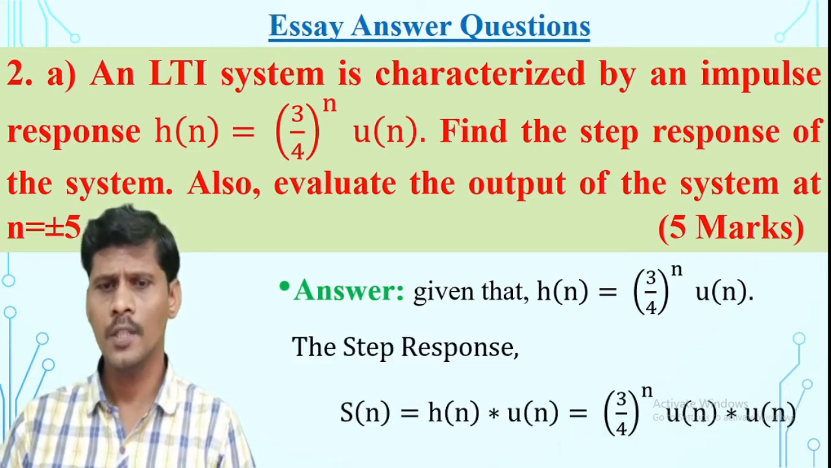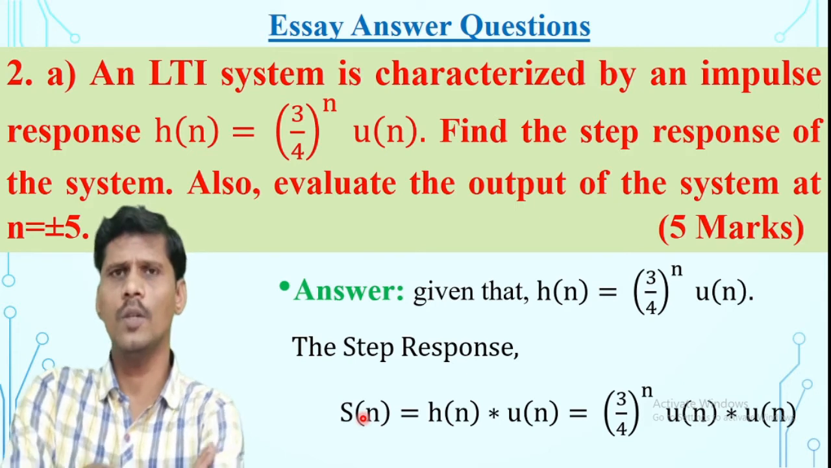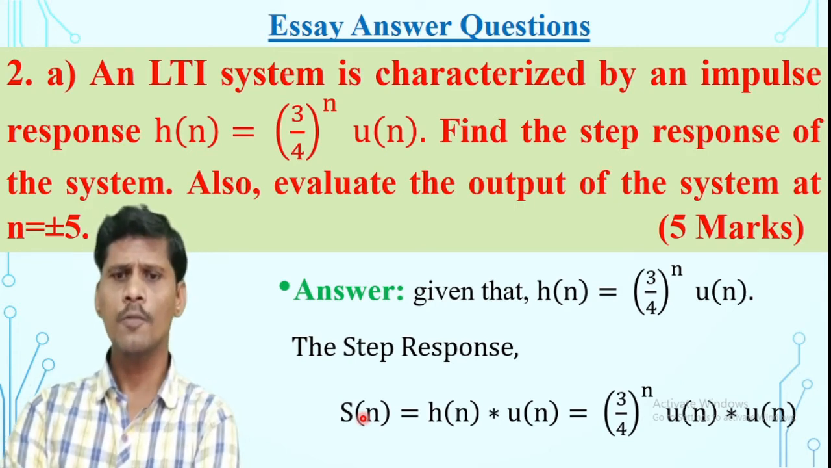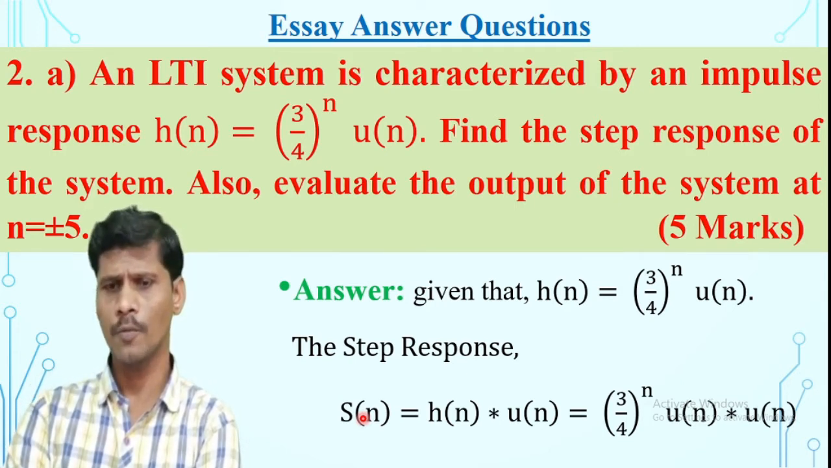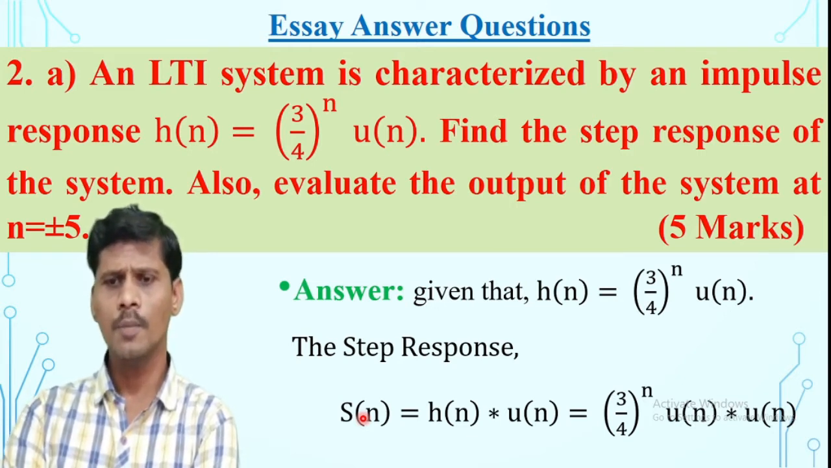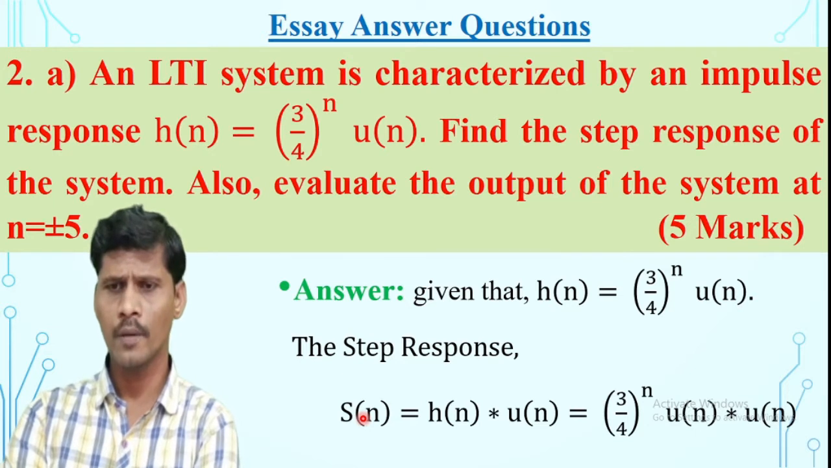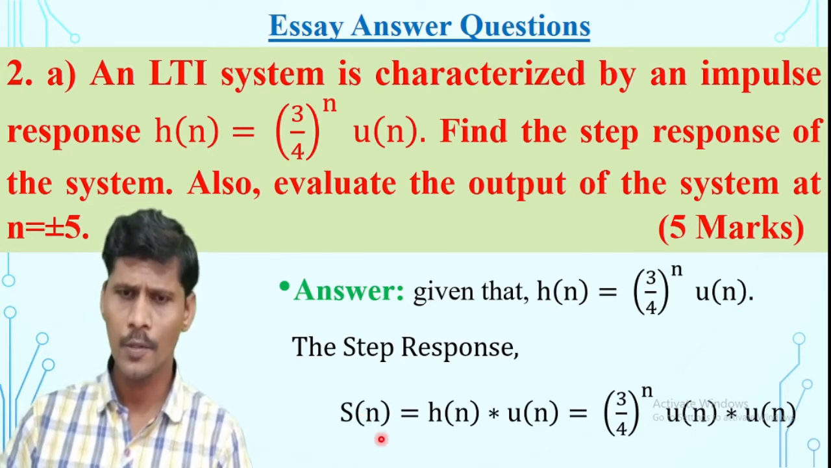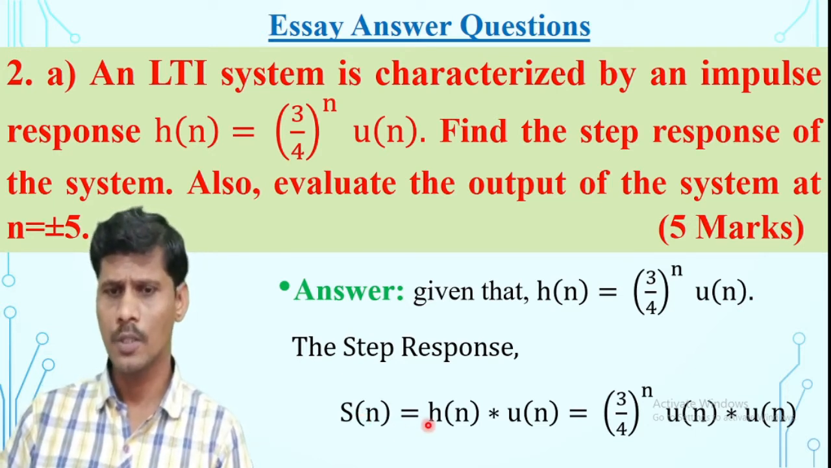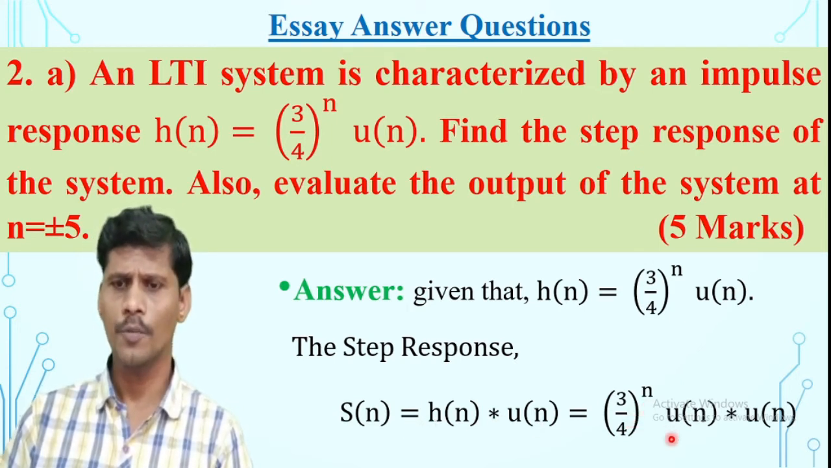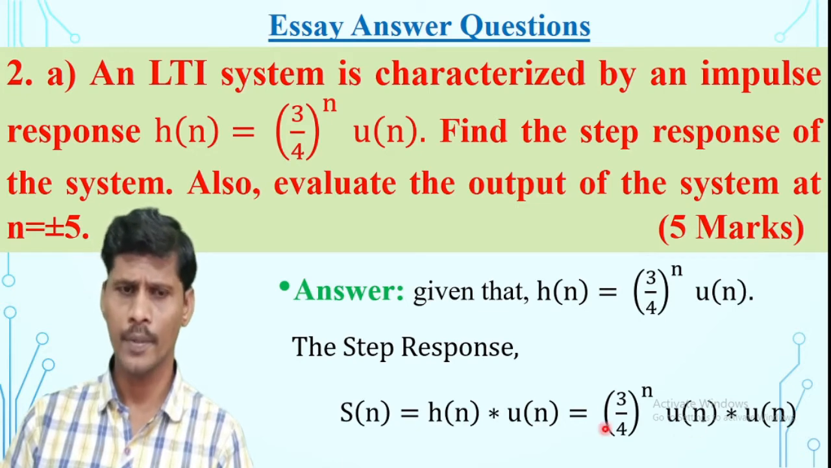So we know that the step response of the system is given by, or defined as, s of n is equal to h of n into u of n. Given that the impulse response h of n is equal to (3/4)^n u of n, substituting the h of n value into the step response equation, we get s of n is equal to (3/4)^n u of n convolution u of n.